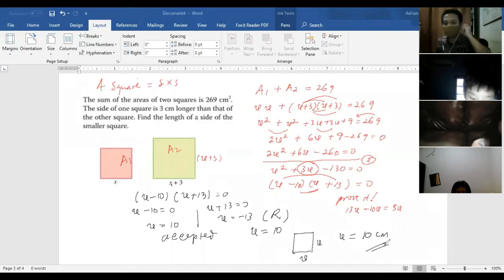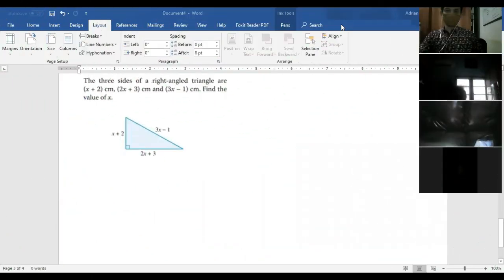Okay, everyone? Yes, sir. Okay, very good. Okay, students, we have the last question. The three sides of a right angle triangle are x plus 2 centimeter, 2x plus 3 centimeter, and 3x minus 1 centimeter. Find the value of x. Okay?